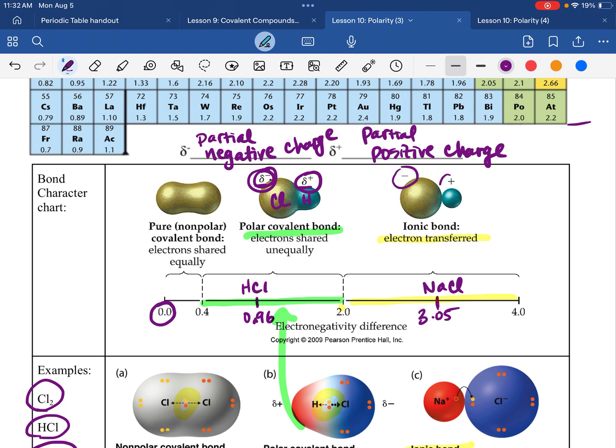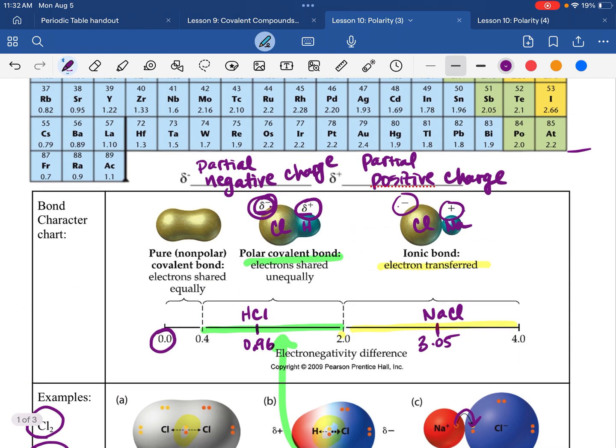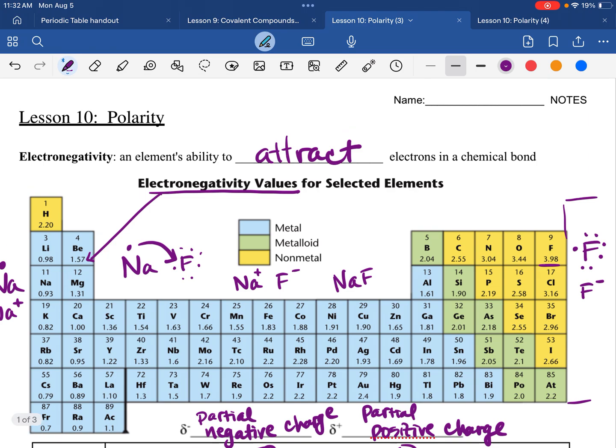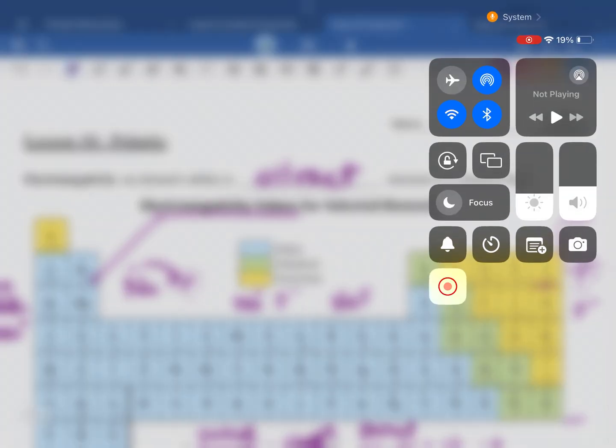It's partially negative and partially positive because it's not like the ionic bond where the electron was completely transferred. Right? In this example, we'd have NaCl here. When an electron is completely transferred in an ionic bond, we just use a plain minus for negative and a plain plus for positive. Okay, I'm going to do page 2 of the notes in the next video.